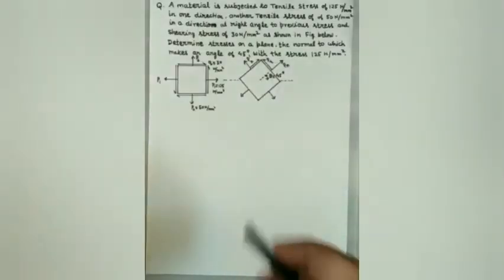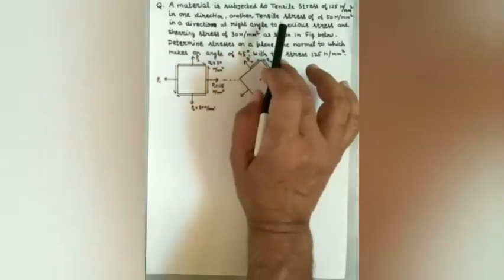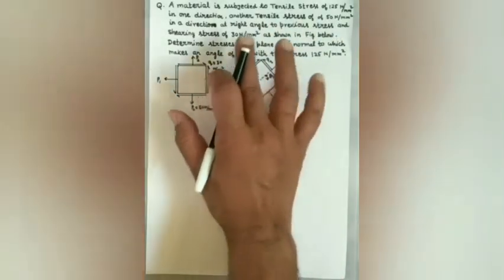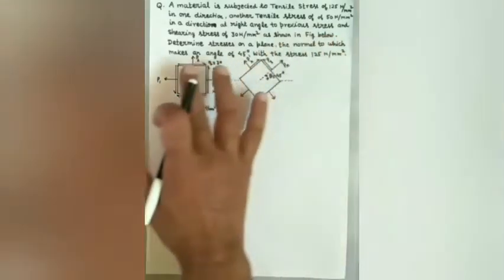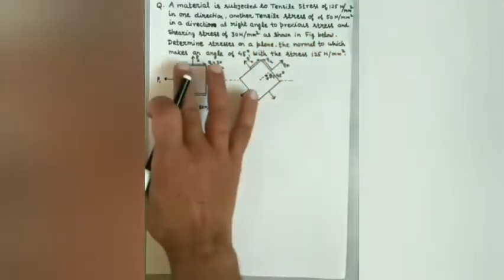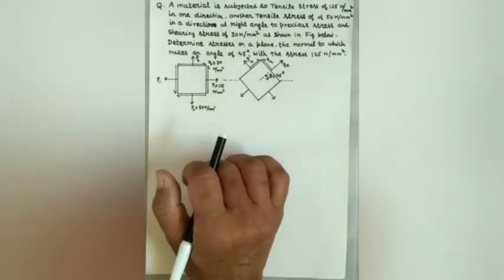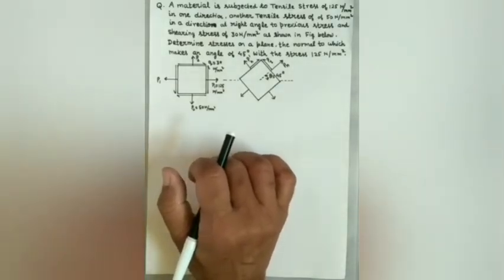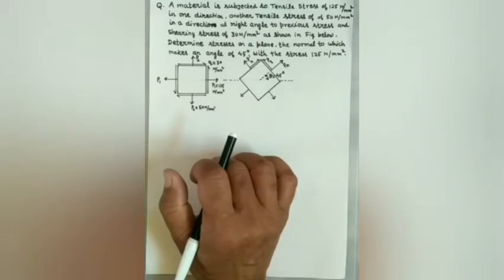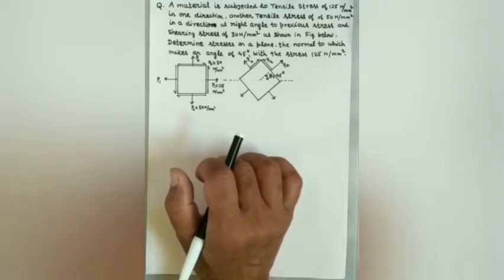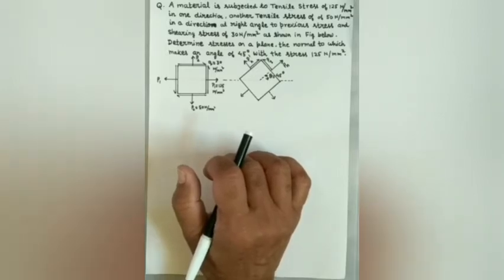So let's take this problem. A material is subjected to tensile stress of 125 Newton per mm square in one direction, another tensile stress of 50 Newton per mm square in a direction at right angle to the previous stress, and shearing stress of 30 Newton per mm square as shown in the figure below. Determine stresses on a plane, the normal to which makes an angle of 45 degrees with the stress 125 Newton per mm square.